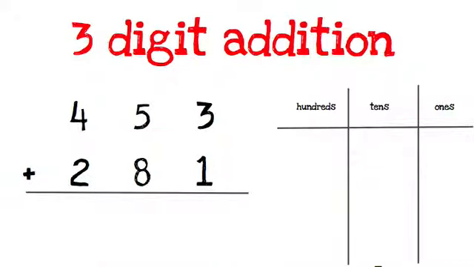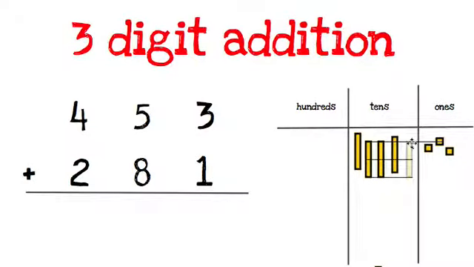Alright, let's try another one. Again, my numbers are lined up. I start in the ones column and I make my top number. I have 3 ones. I have 5 tens. And I have 4 hundreds.